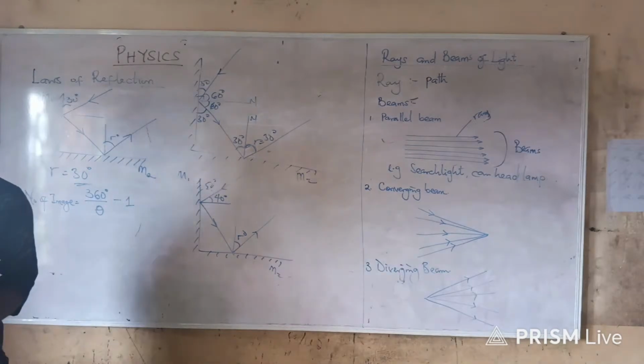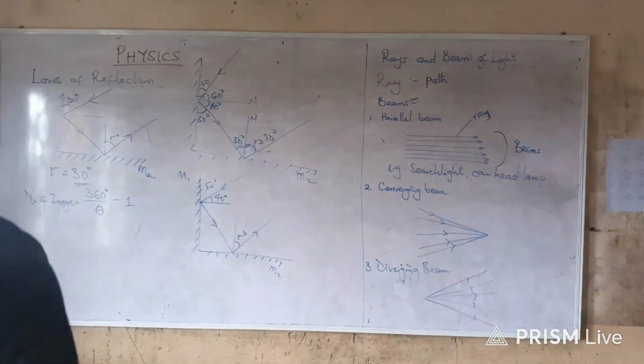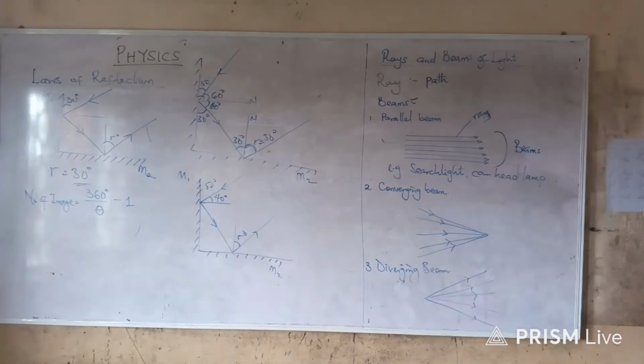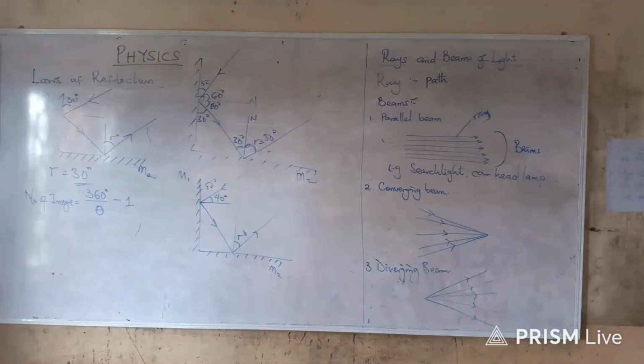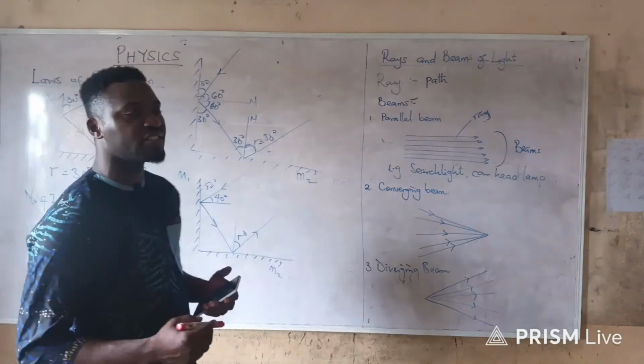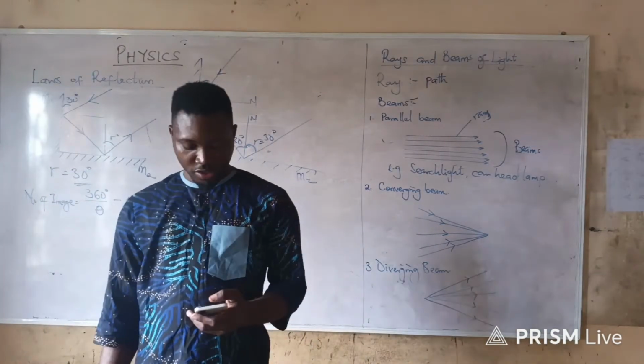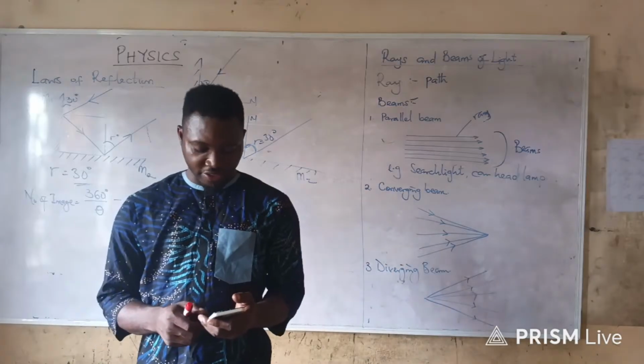Can we also note again, everybody, that if two mirrors are parallel to each other, the number of images formed is at infinity.